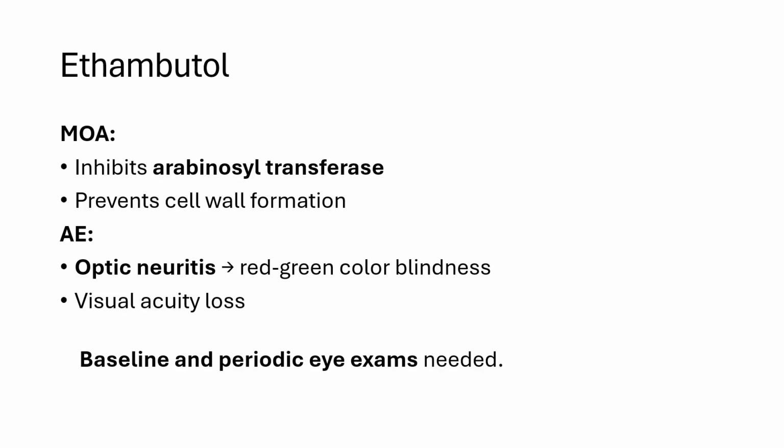I realized I forgot to put the uses on this slide. So the use would be active tuberculosis in combination with other therapies. And our adverse effects for ethambutol are optic neuritis, which is dose-related, can lead to red-green color blindness early, and then as it progresses, it can become blurred vision and actual visual acuity loss.